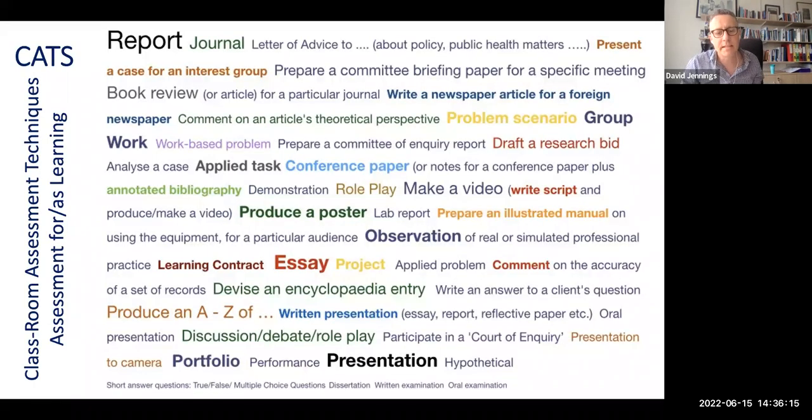Okay, another example. This is from an active learning workshop. And I suppose two things here. Again, it's an online piece. So this is the culmination of a word cloud where everyone was participating and providing different ideas and opportunities. But the message here is actually about assessment choice.